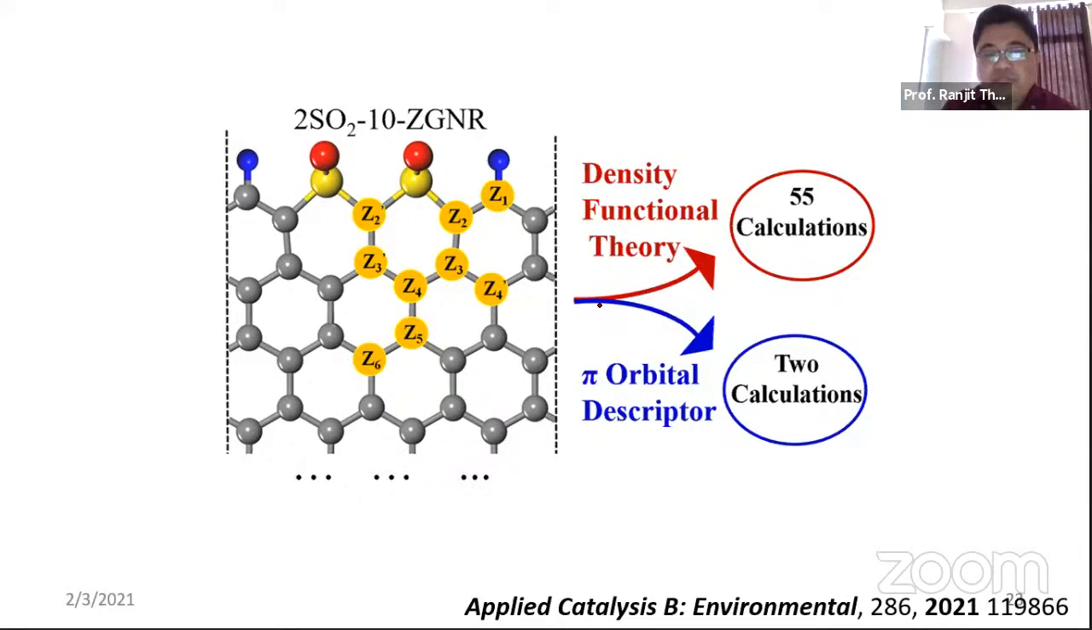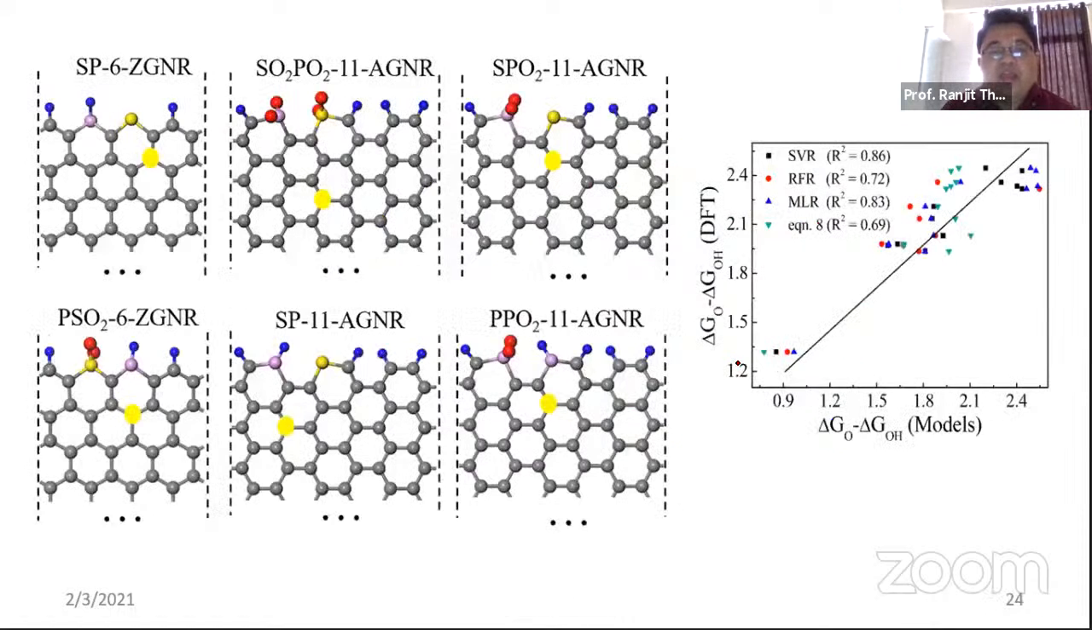I will show you. So this is the thing: you have to do 55 calculations, but with our theory, you have to do only 2 calculations and put them in that predictive model, and it is matching very well. Now suppose your predictive model is only for those 5,000 or 4,000 sites. No, you take a random one, like we have taken SO2PO2. We have never taken it during the testing or training data.